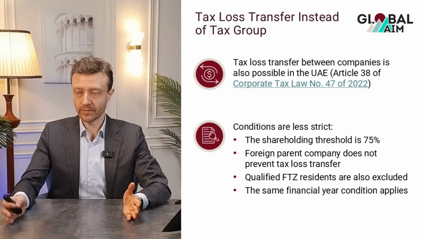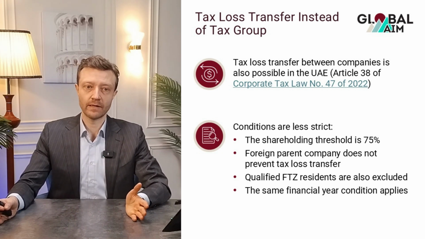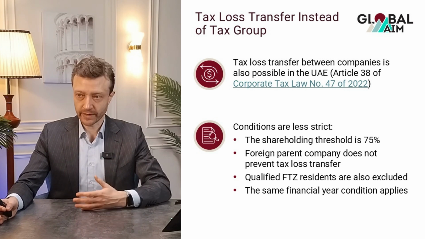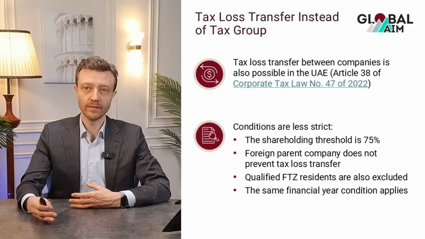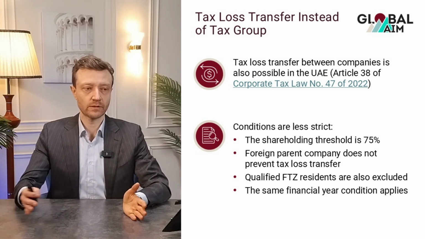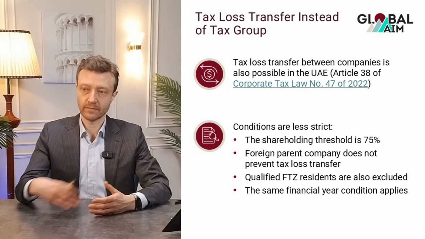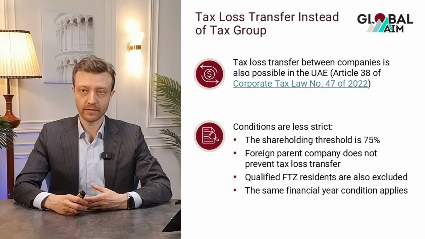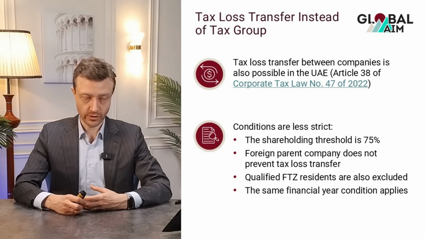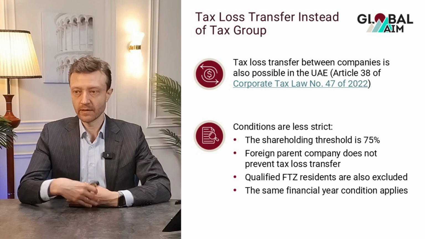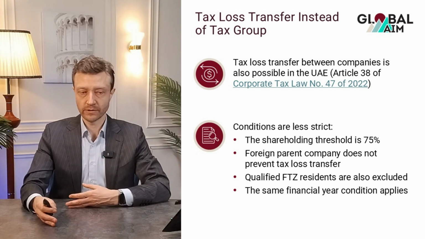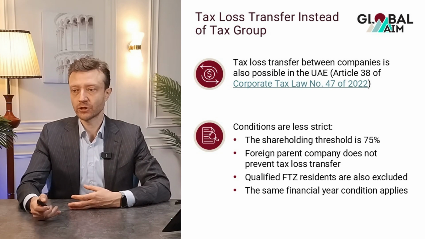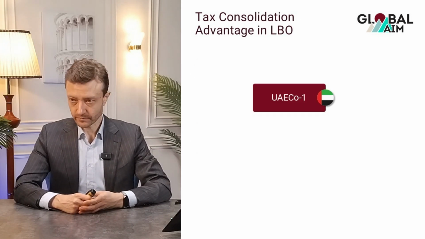And sometimes it may be more important that it is possible to transfer losses between sister companies, between subsidiaries of the same foreign parent company. In this case, there is no requirement to have a domestic parent company to transfer losses between two subsidiaries, and the foreign parent company can meet the shareholding threshold. There are some similar conditions. Qualifying residents of free trade zones are not able to transfer losses, and the same financial year condition also applies as well.